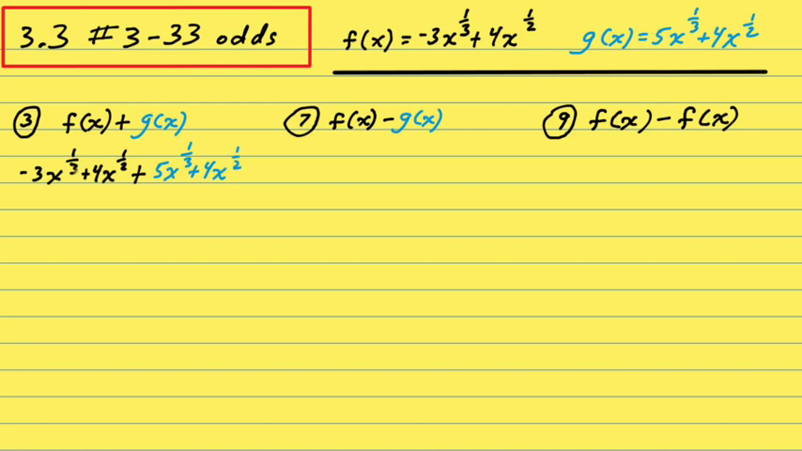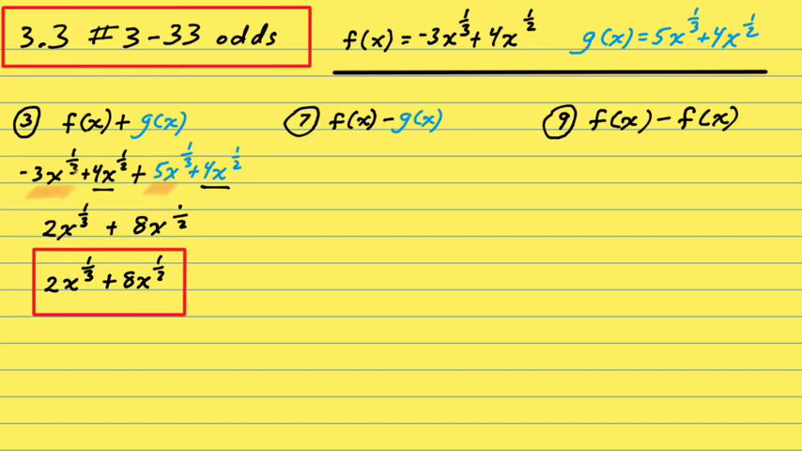You can combine like terms. X to the 1/3. 5 and a negative 3 make 2 of those, so it's 2x to the 1/3. What is 4 of something and 4 more of them would be 8 of those. So it'd be 8x to the 1/2. So your answer should be 2x to the 1/3 plus 8x to the 1/2.